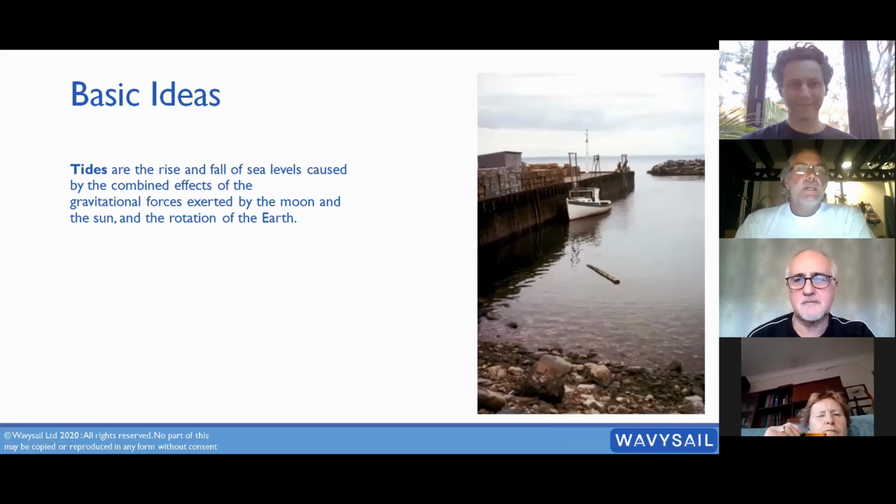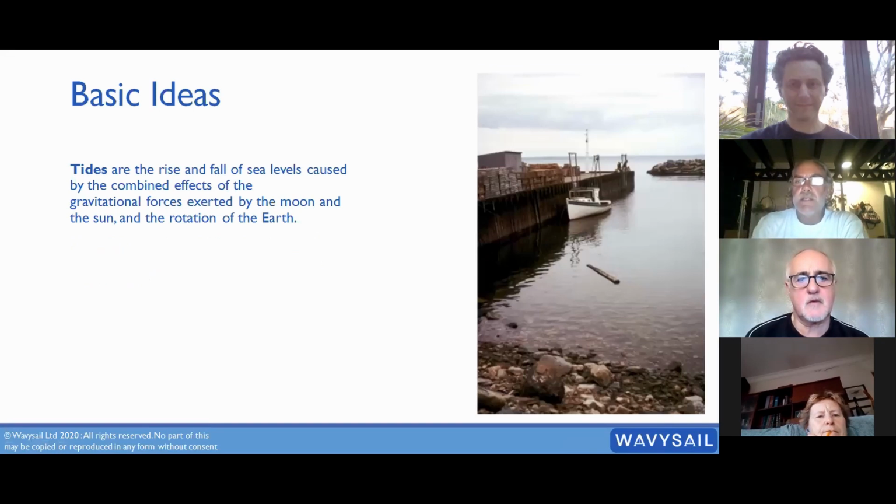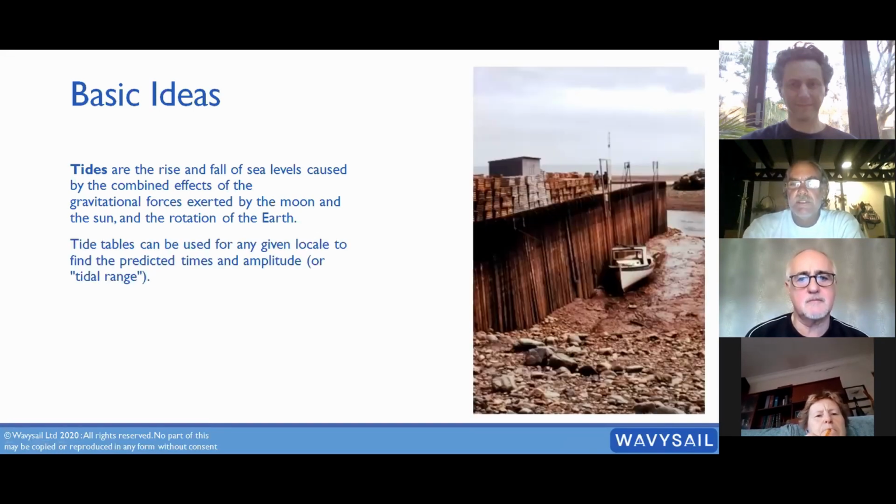Yeah. Okay, so the tides are the rise and fall of the sea caused by the combined effect of the gravitational forces exerted by the moon, the sun, and our planet spinning. So there's actually a whole bunch of forces that are involved. Okay. So the photograph, by the way, is the same place at high and low. It drops considerably there.